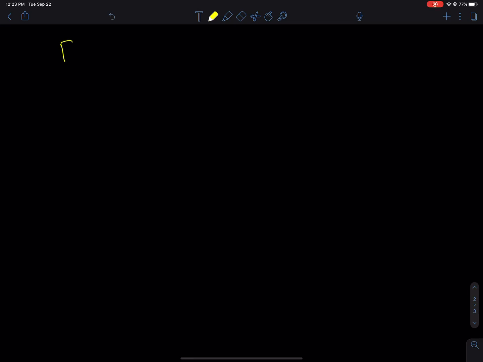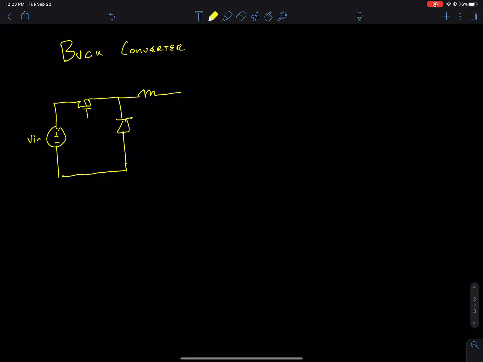Okay, today we're going to do the derivation for one of the simplest kinds of switch mode power supplies, the buck converter. All a buck converter is, we have a voltage source Vin in series with a MOSFET. We have a diode to provide freewheeling current for the inductor. We have an output filtering capacitor, and we have a load. This is our output voltage, and this is our voltage across our inductor.